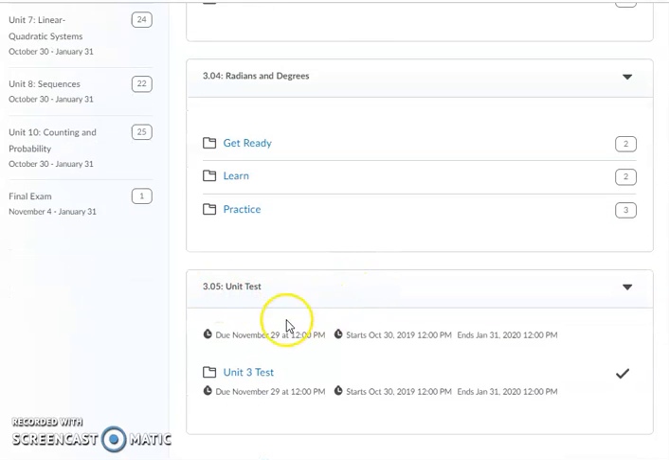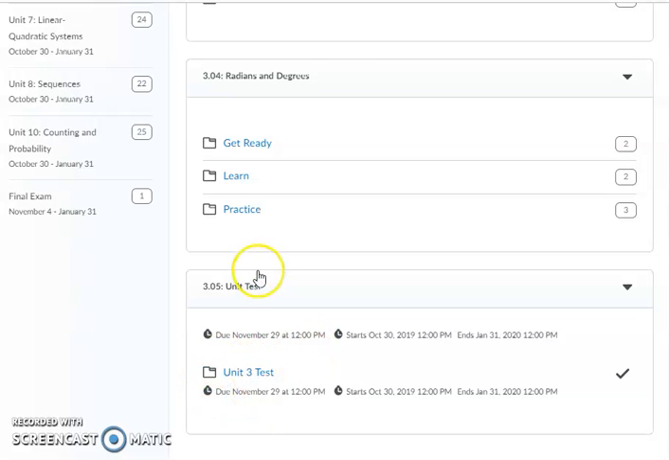3.05, this is the test. So this test, you can see here, it's due November 29th, not until the 29th. It looks like you already did it, which is awesome. That means you're super ahead. It's not due until November 29th. I opened it up yesterday. And then the class ends January 31st. So that's what that information is for you. You're mainly just worried about these unit tests that are at the bottom of each unit.